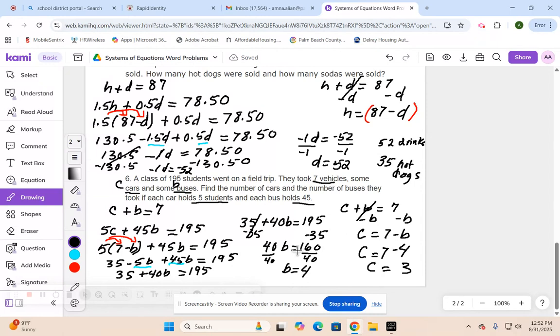Okay, I did skip the checking because I had checked these questions previously, but you always want to check the solution that you get because there's many ways to make mistakes. Just make sure that it is correct. It's easy to check this one here, mentally. 3 plus 4 is 7. 5 times 3 is 15. And 45 times 4 altogether is 195. All right, and this concludes this practice with solving systems of equations with word problems.